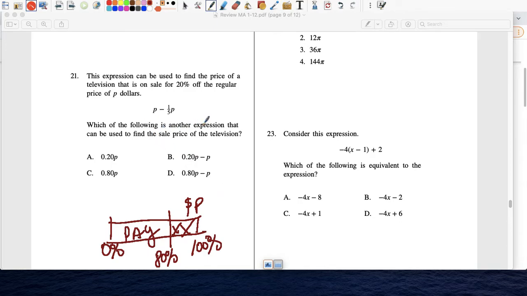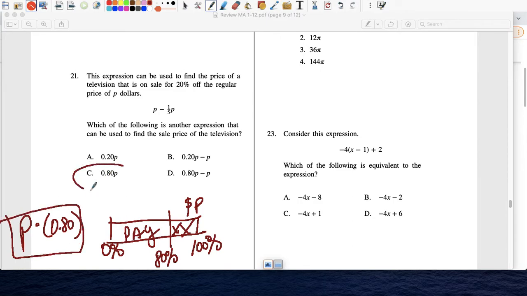So P equals 1/5 of P. So P minus, sorry, what does it say? P minus 1/5 of P, that's okay. Which of the following is another expression that can be used to find the sale price of the television? So when you and I did this, we're going to use P times what we're paying for, 80%. So this is the other expression right here.